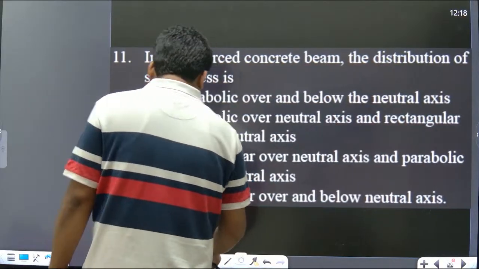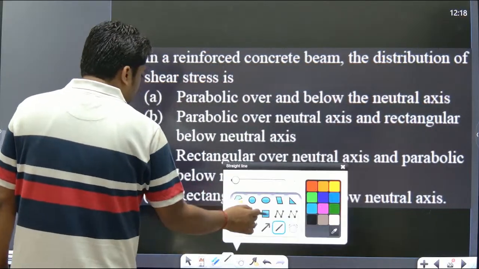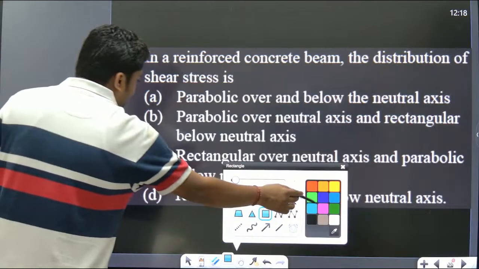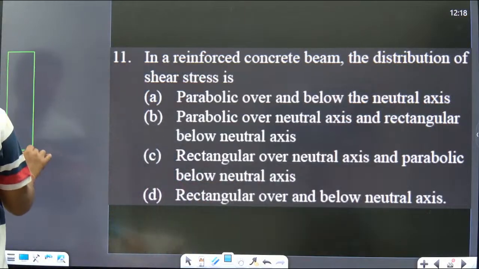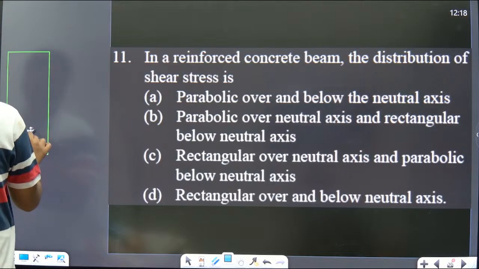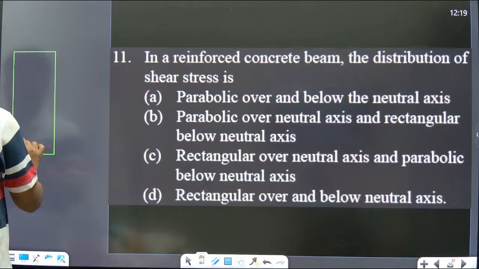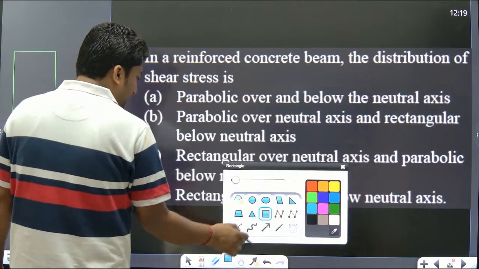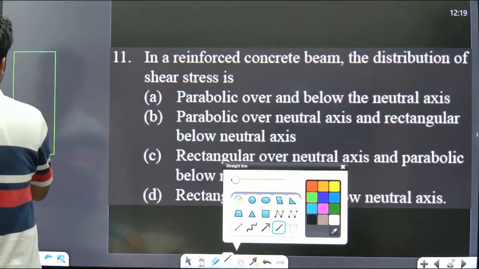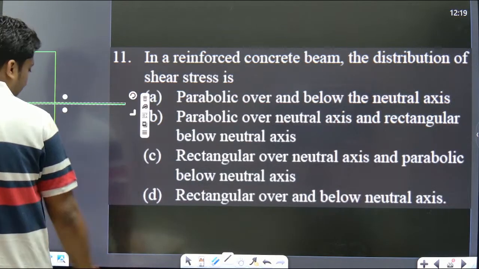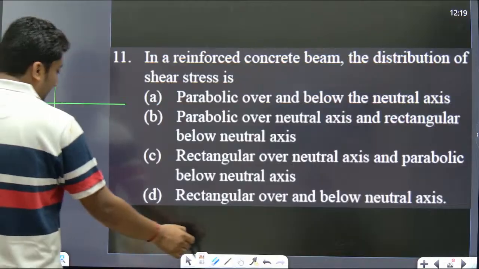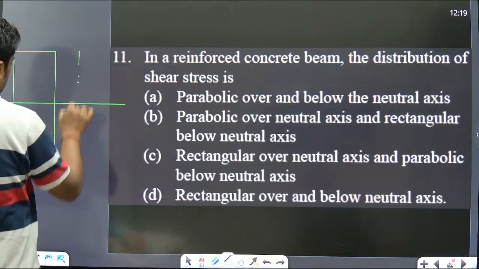Now this is a good question. What is the distribution of shear in a rectangular beam, in a concrete rectangular beam? Now you can see, if you have remembered the value, this is nothing but... Now the shear distribution, if you need to plot the shear distribution, you can see.